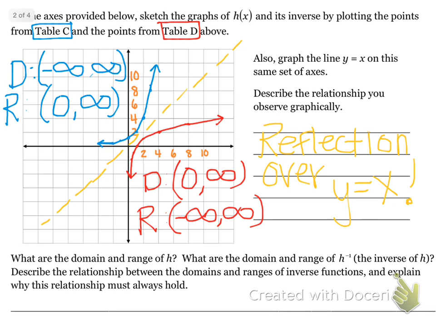Well, think about it. If we take the input values and output values and switch them to get the input values and output values of our inverse function, then the same thing is going to happen with domain and range, because the input represents the domain and the output values represent the range. So if we switch them, the domain and range also get switched as well.